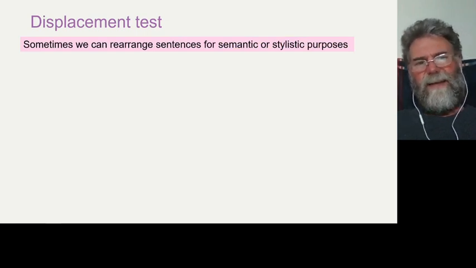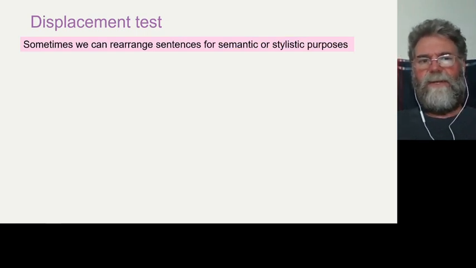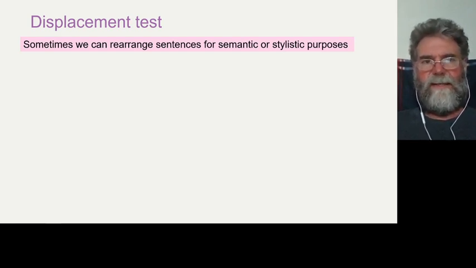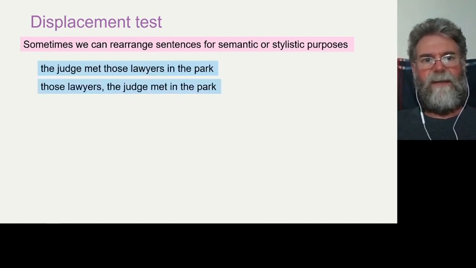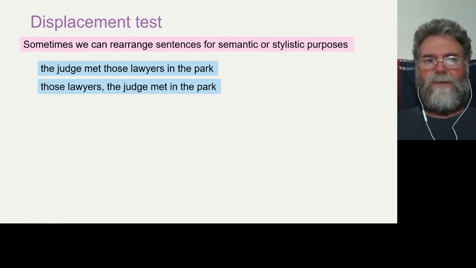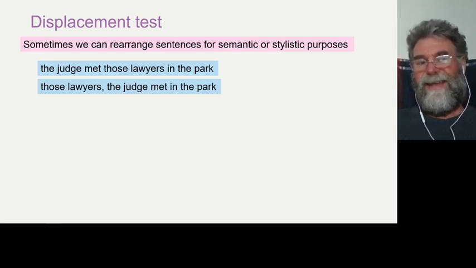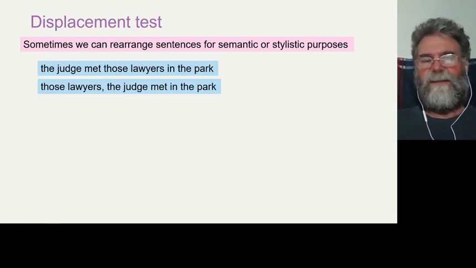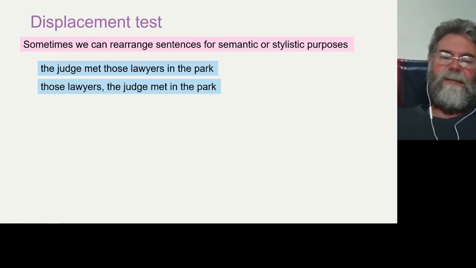Another kind of test, again related to distribution, but this time to do with how we can rearrange sentences for certain semantic and perhaps stylistic purposes. For example, take a sentence like "the judge met those lawyers in the park." You can move or rearrange the object, "those lawyers," and put it in front of the subject of the whole sentence to form a special kind of sentence in which we are laying a certain amount of emphasis on the object here. So we can say "those lawyers the judge met in the park."